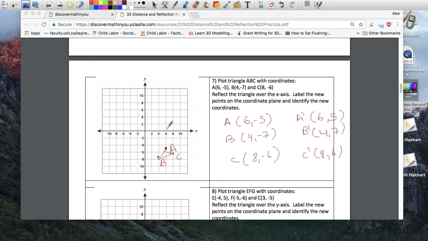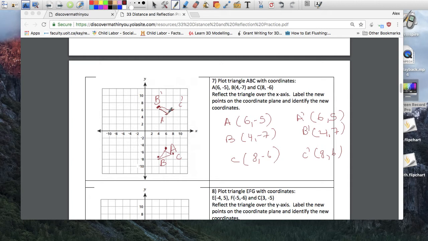So 6 and 5 will be 6 over and 5 up. That's A prime. B prime is 4 and 7. And C prime is going to be 8 and 6. 8 and 6 is going to be right here. So let me erase that. A is going to be right here. 6 and 5, 6 over, 5 up. And C prime is going to be 8 and 6. There. Our triangle reflected over the x-axis. Okay, and it's going to look like that.